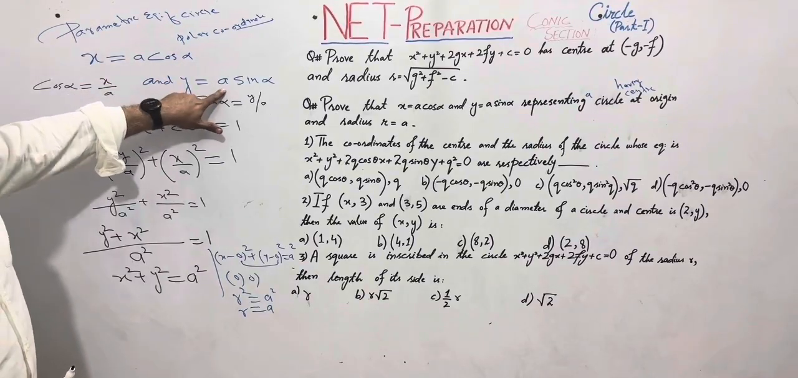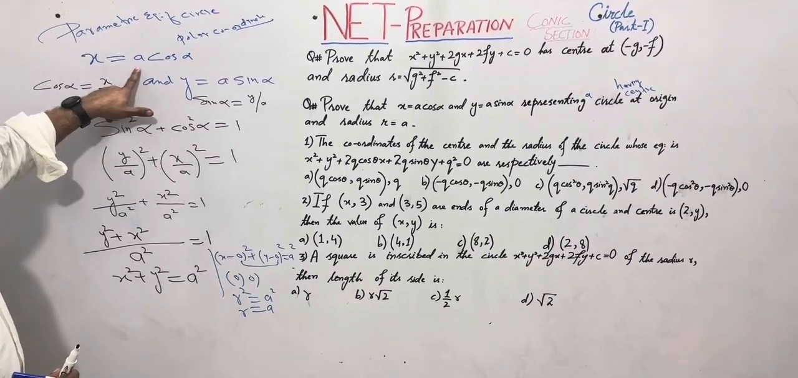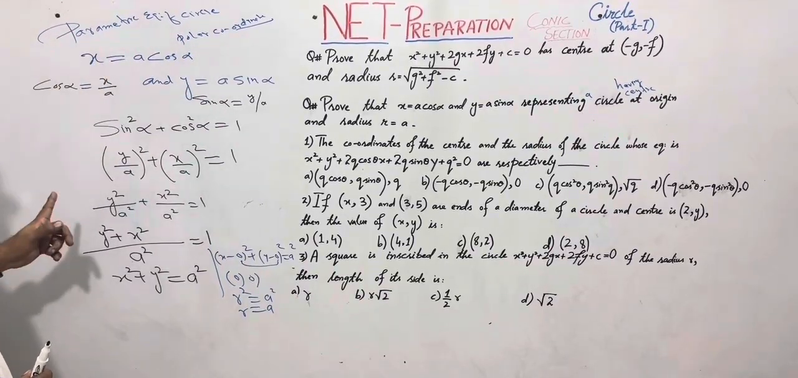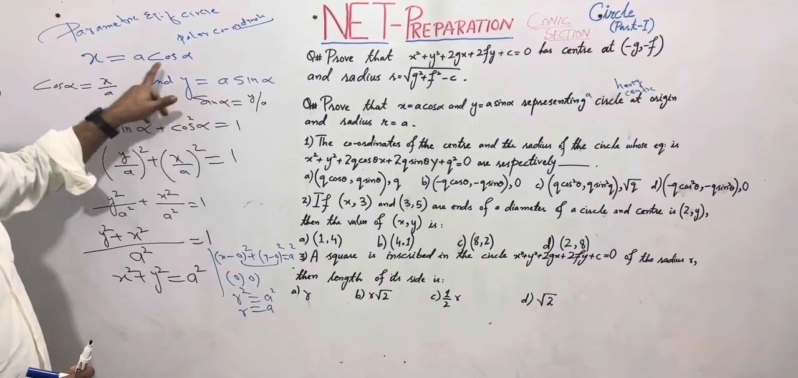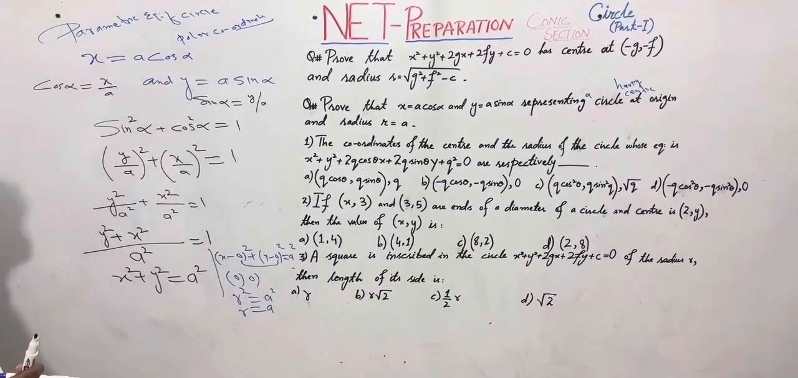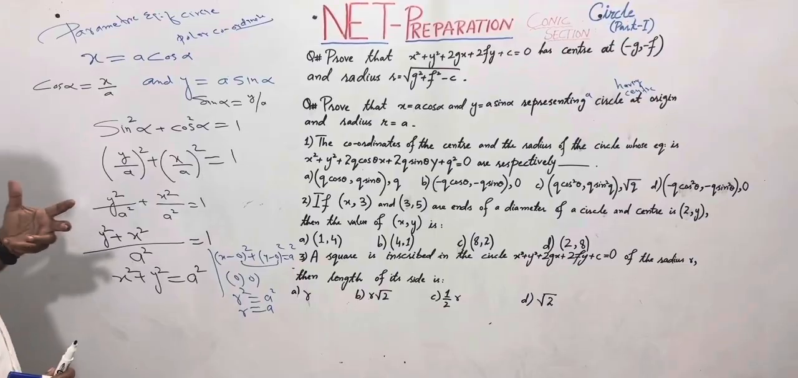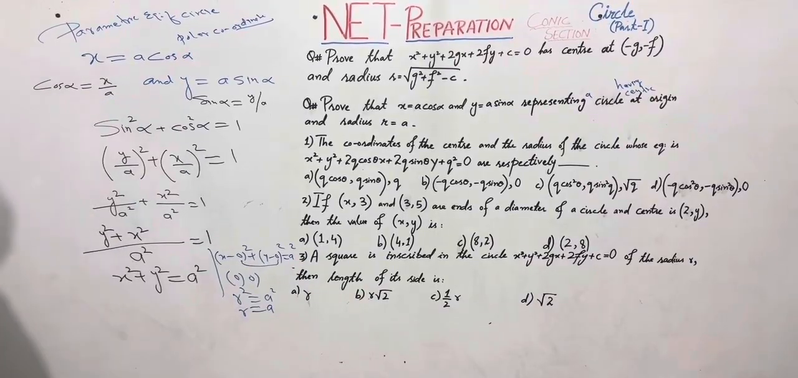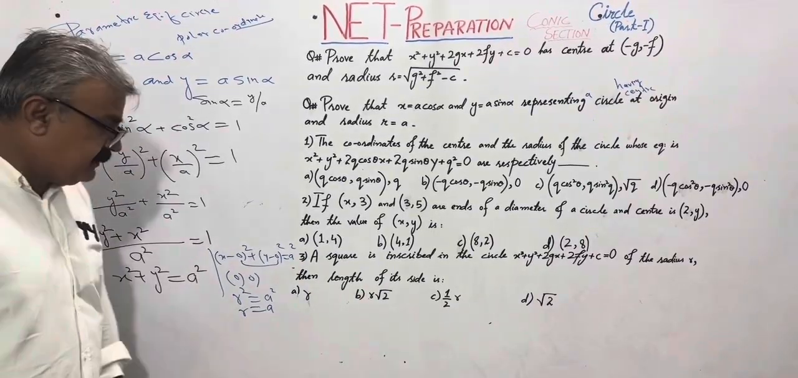Look at these two letters. If these two letters are identical, then it represents a circle. If they are different, then it represents an ellipse.